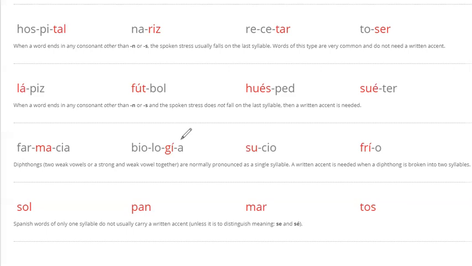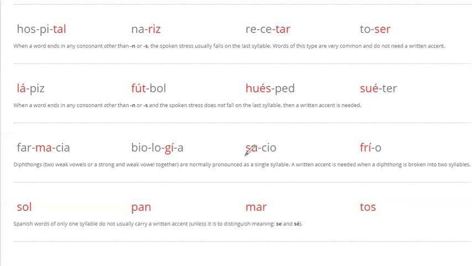So I and A together make one sound. I with an accent mark, then an A, those separate and make two separate sounds. So this would be pronounced biología, hi-a, versus farmacia, sia. The I and A blend together to make one sound, but when they have an accent mark on the I, the I and A are separated to make separate vowel sounds, hi-a.